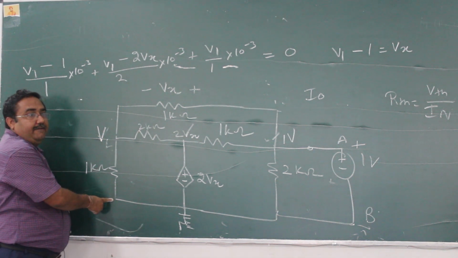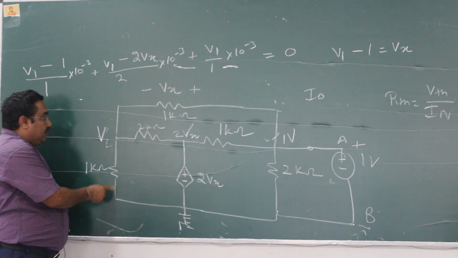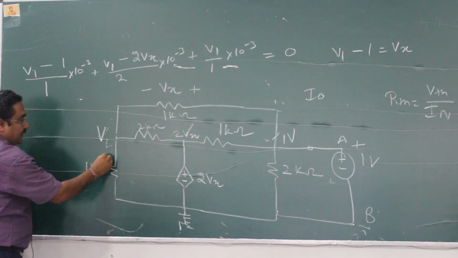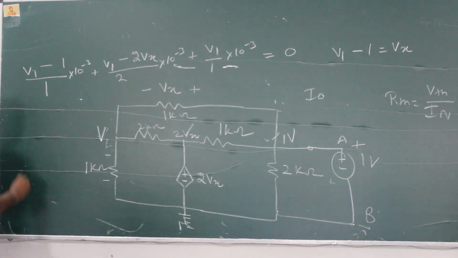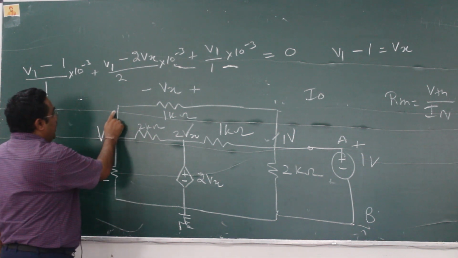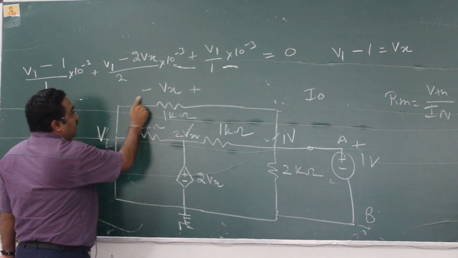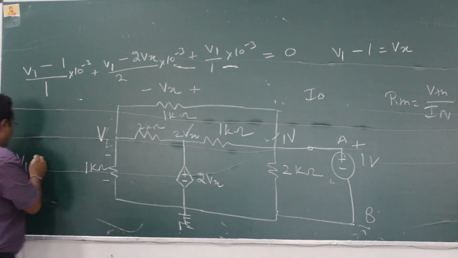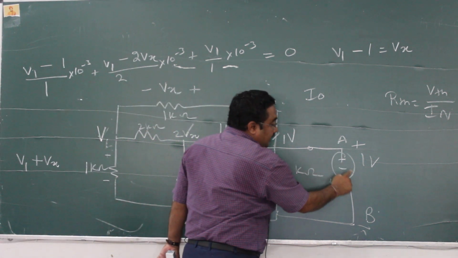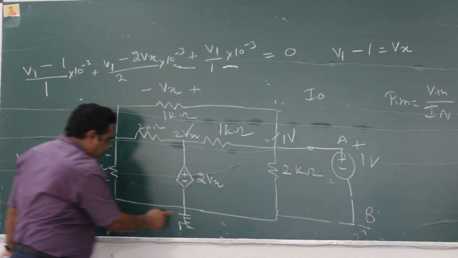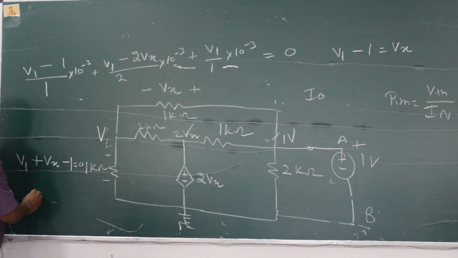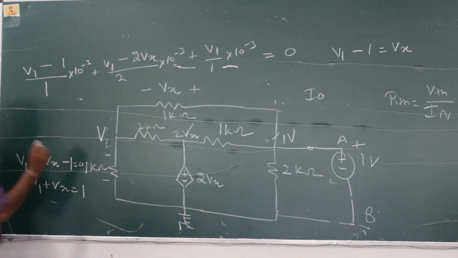And apply KVL. Those who are in confusion, how much voltage is there? V1. So I am starting here. This drop will be like this. So it will be V1. Do you agree or not? Now I am making a loop. Negative positive. Previously it was negative positive, so it will become V1 plus Vx. Okay, no problem. Positive, negative. So how much will it come? Minus 1 equal to 0. So I can write V1 plus Vx is equal to 1.